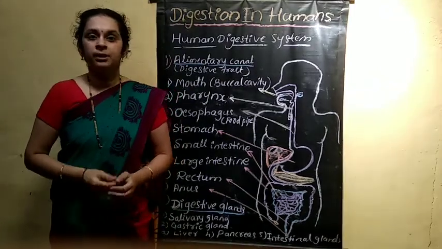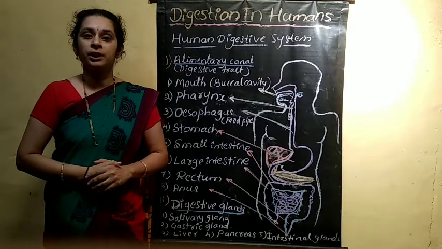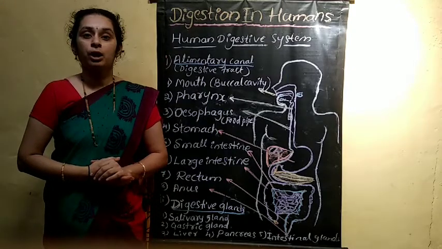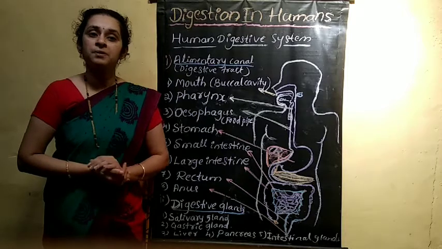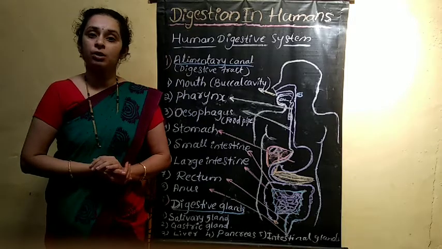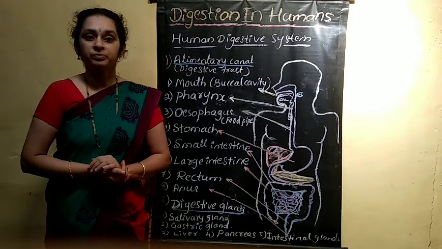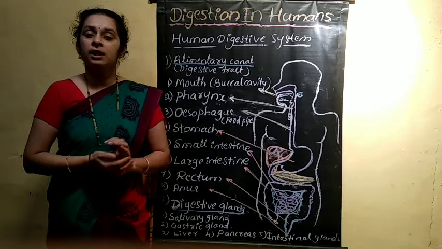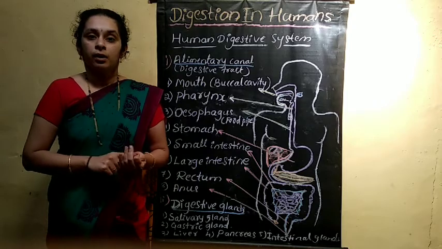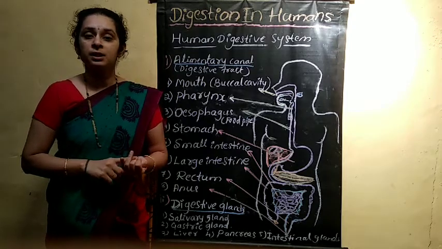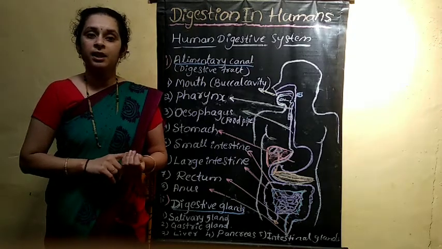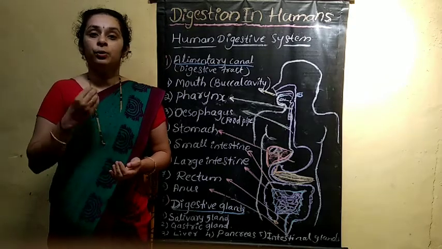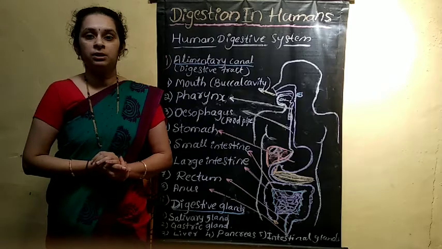Good evening, children. In the last class, we studied about nutrition in animals, and we also studied the steps involved in the nutrition of animals. There are mainly 5 steps we discussed: ingestion, digestion, absorption, assimilation and egestion. These are the main 5 steps involved in the nutrition in animals.